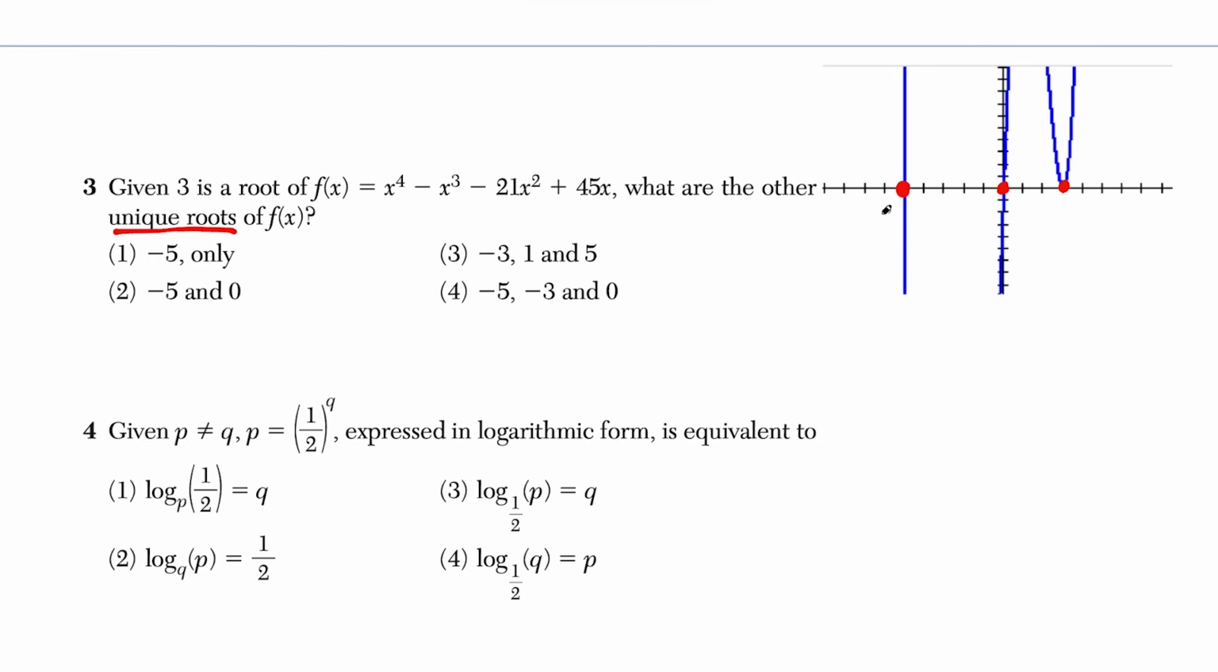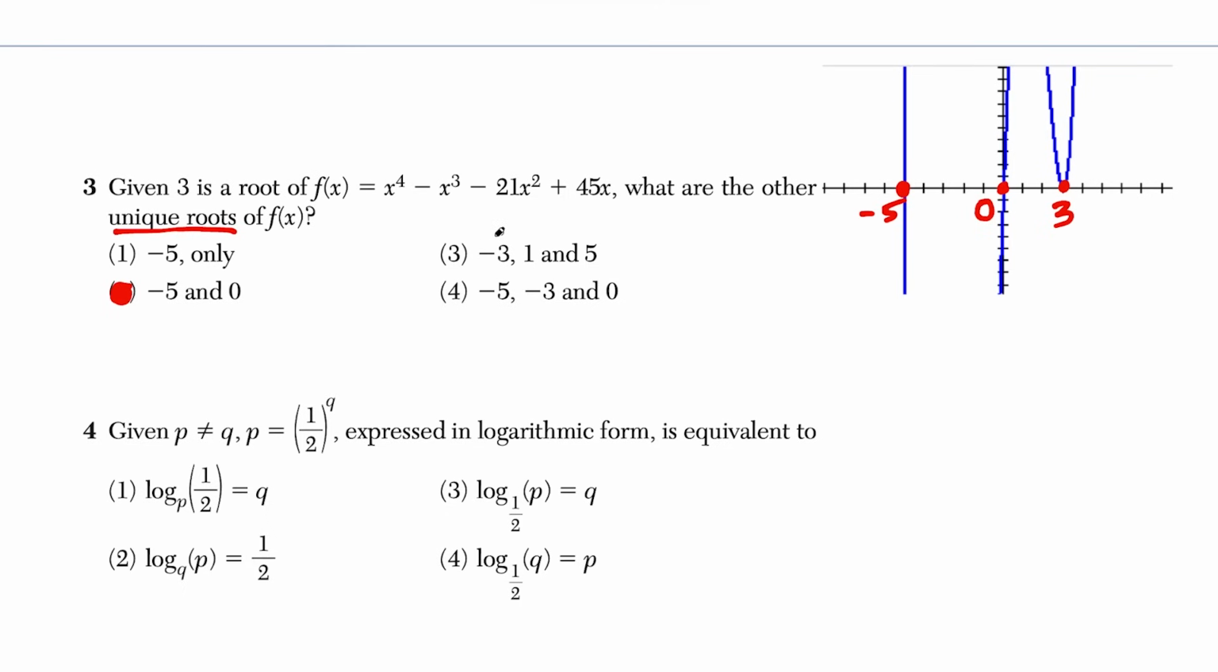We have a root at x equals negative 5. We have a root at x equals 0. And if we count out, we have a root at x equals 3. They told us that 3 is a root of f of x. So the other unique roots of f of x are going to be negative 5 and 0. And this is going to match up with choice 2.